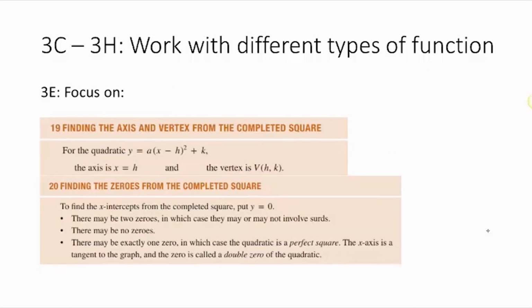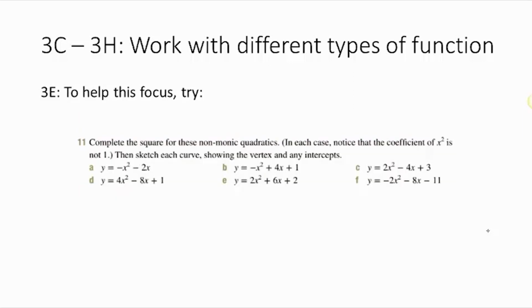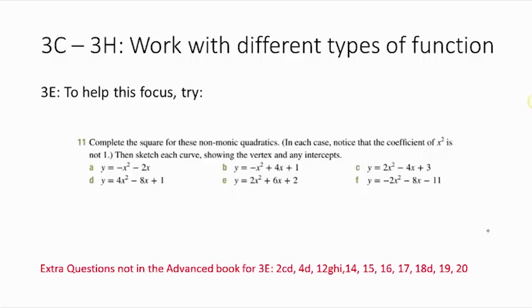3E then, starting quadratics, completing the square, finding the zeros from completing the square. An example with no zeros and an example with 1 zero, this is a good one to look at. So they've got both. The example before that is one with surds, and it'd be good to look at one like that as well. And here's a question that goes through that for them nicely. And a huge list of questions that are not in the advanced book for this exercise.